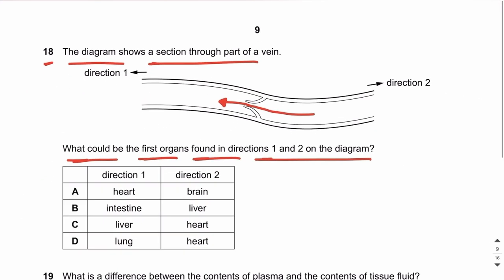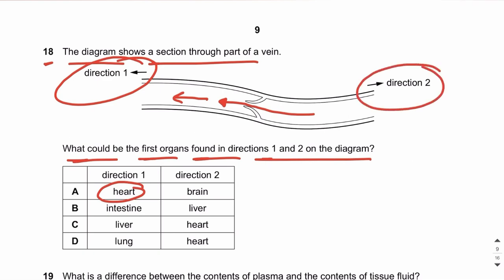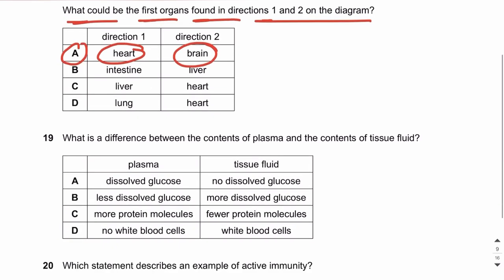And as you all know, how do we define veins? Veins carry blood towards the heart. So if the blood is flowing in this direction, it's going to the heart, and direction 1 shows which organ? Heart. And direction 2 could be a brain. Why? Because the blood can go from the brain back to the heart via a vein. So the answer is A. Let's move on to MCQ number 19.